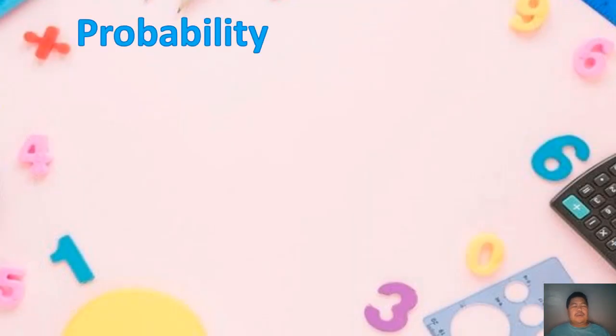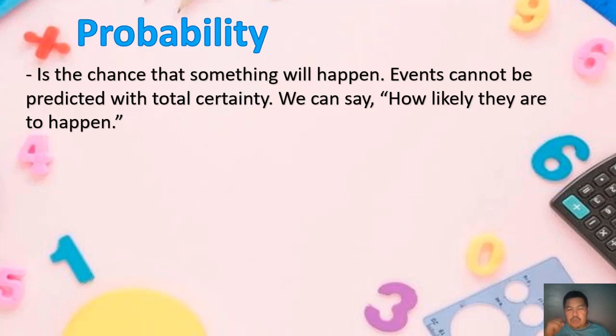First thing we have the probability. What is probability? Probability is the chance that something will happen. Events cannot be predicted with total certainty. We can say how likely they are to happen. So we can relate probability, it is also known as the possibilities or the possible chances that you will get something for it. So for example, what will be the probability or the possible results that will come out when you toss a coin? So, dalawa lang yung chances niyan. It will become heads or tail. Later on, dagdagan pa natin yung examples.